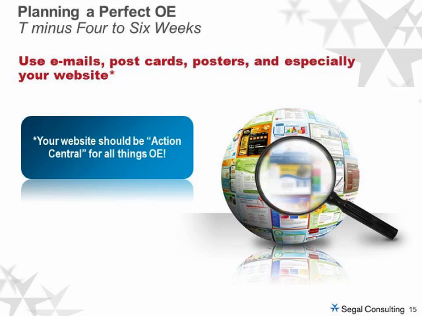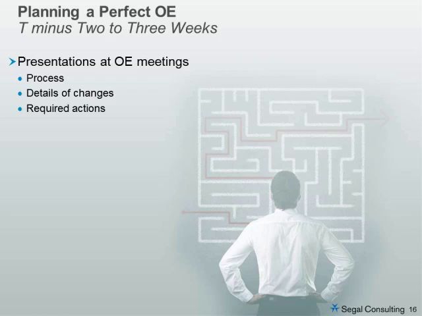Everything you do about open enrollment should be on that website so employees know exactly where to go to find it. 2 to 3 weeks out, you'll want to begin preparing for presentations at your open enrollment meetings. During these meetings, you'll discuss the process of open enrollment itself, details of any benefit changes which are going to be implemented, and the actions required of employees and dependents in having a successful open enrollment.